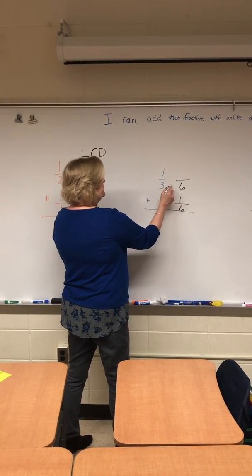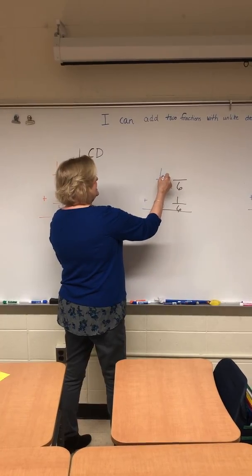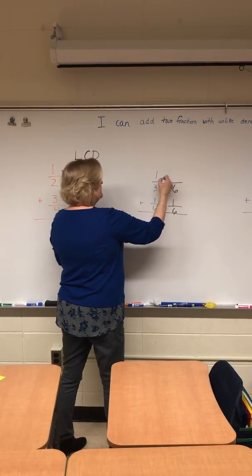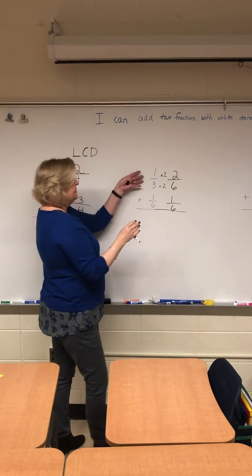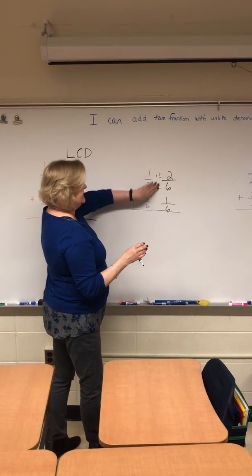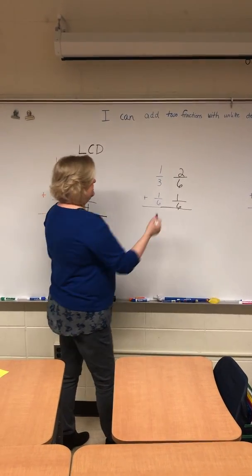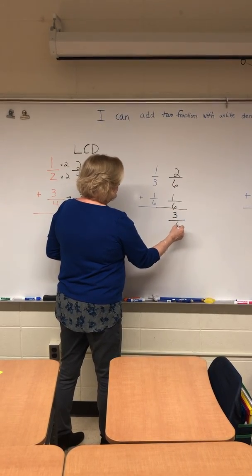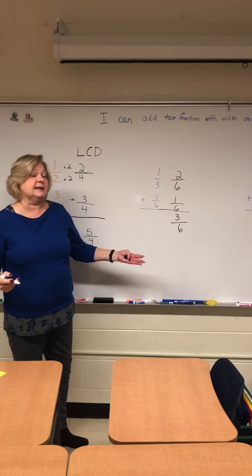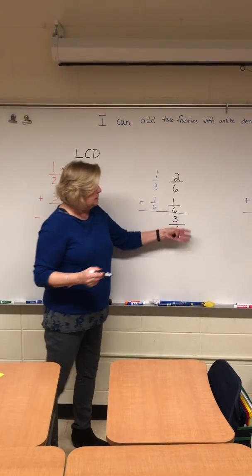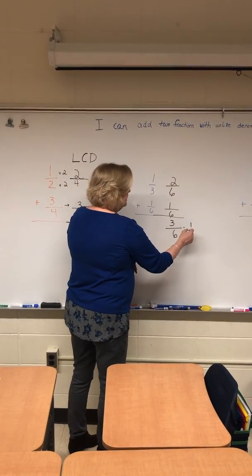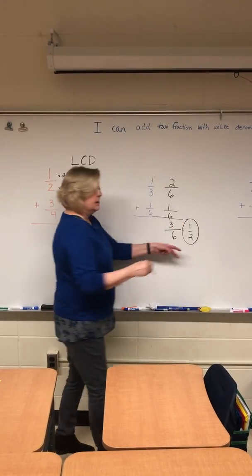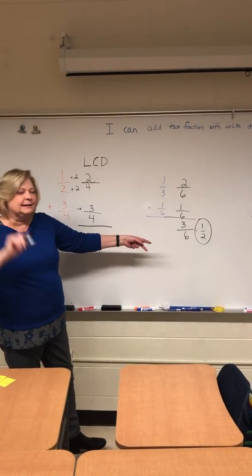3 times 2 is 6, and then I have to do the numerator. So 1/3 is the same as 2/6, but they're different numbers. So 2 plus 1 is 3, and I use my 6. And we all know that 3/6 equals a half. So when we simplify, we will be simplifying it to 1/2. But that's going to be coming later.